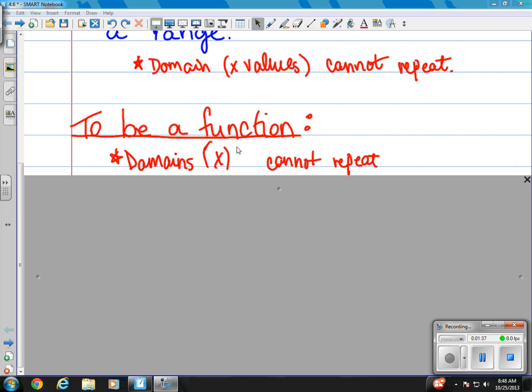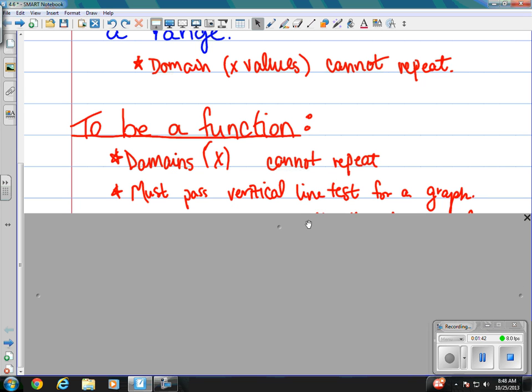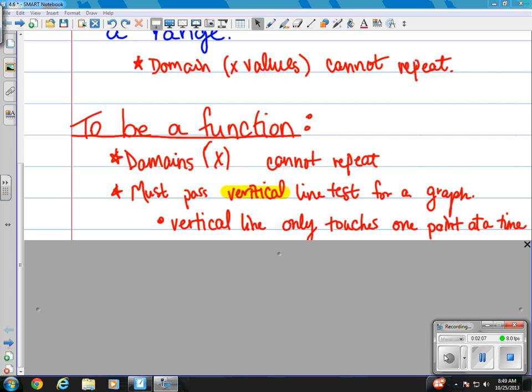Remember, it's only the x values they care about. Y's can do whatever they want. Our second thing is it must pass the vertical line test for a graph. So if a relation is already graphed for us, we have to look at the vertical line test. If you think about the word vertical, that means it's going to go up and down. So if it has to pass the vertical line test, it can only touch one point at a time on a vertical line.